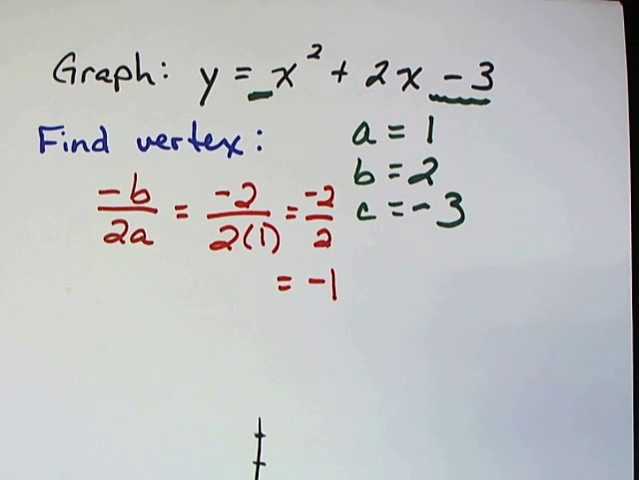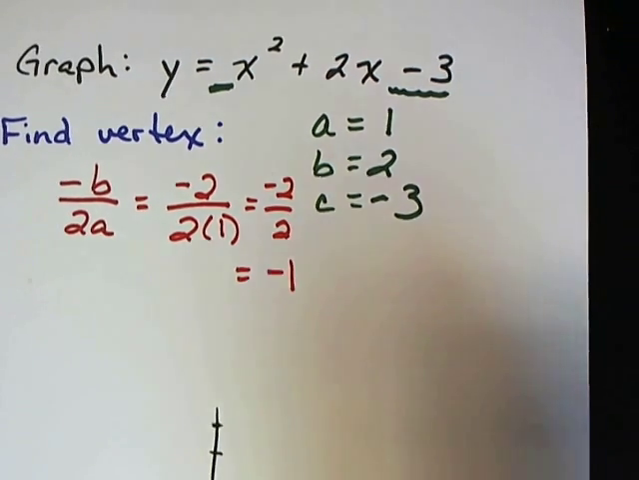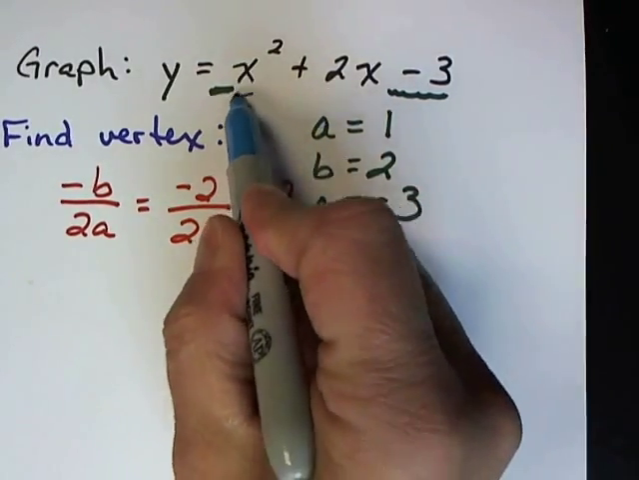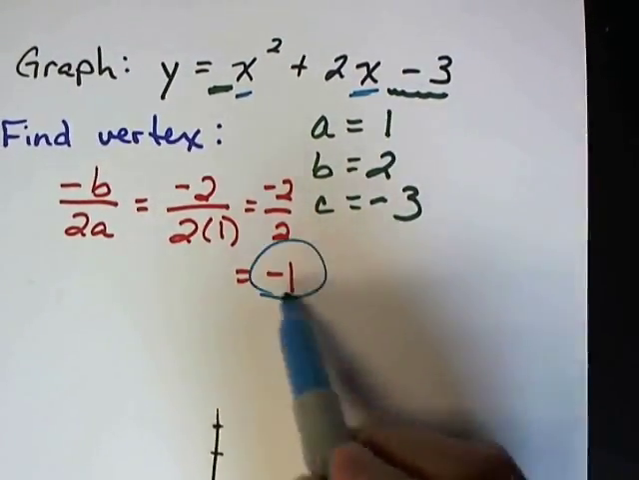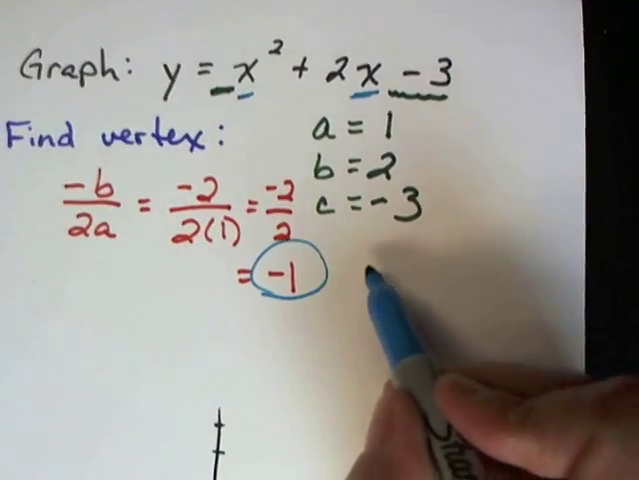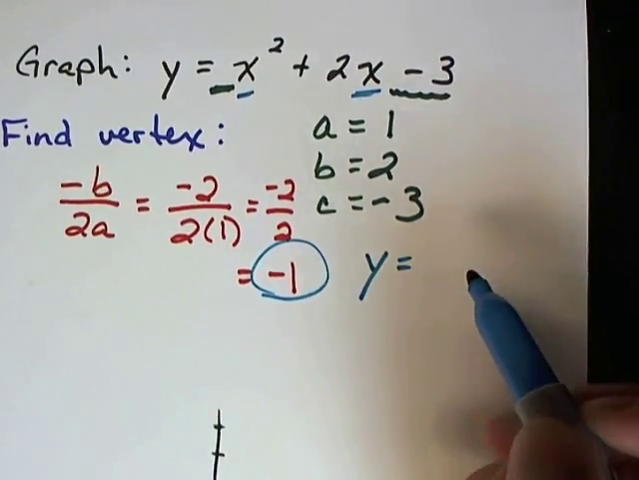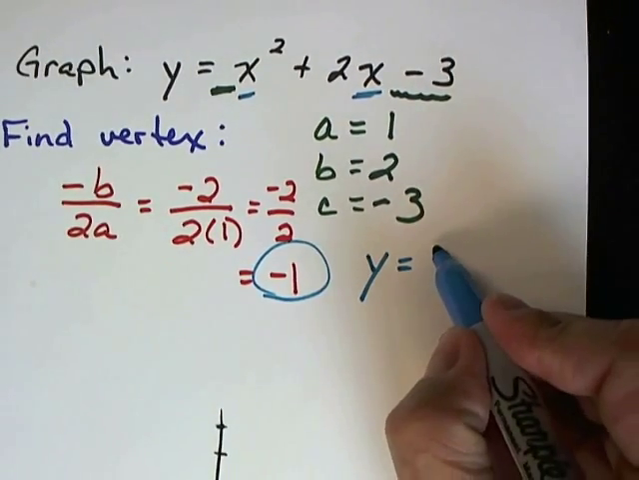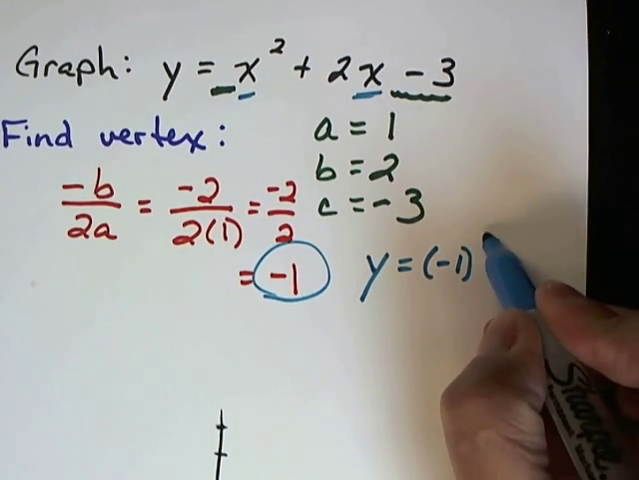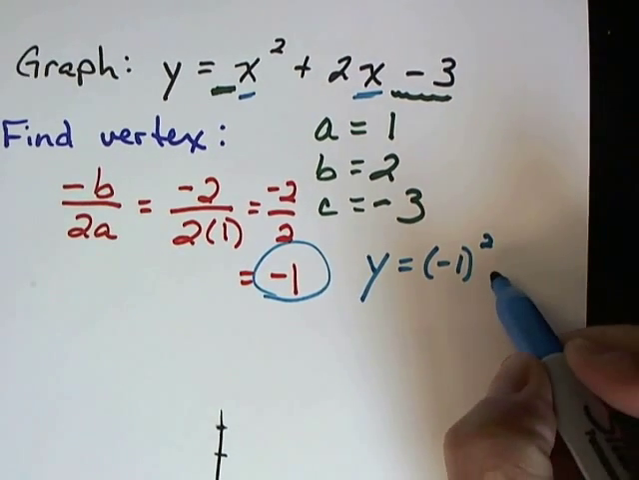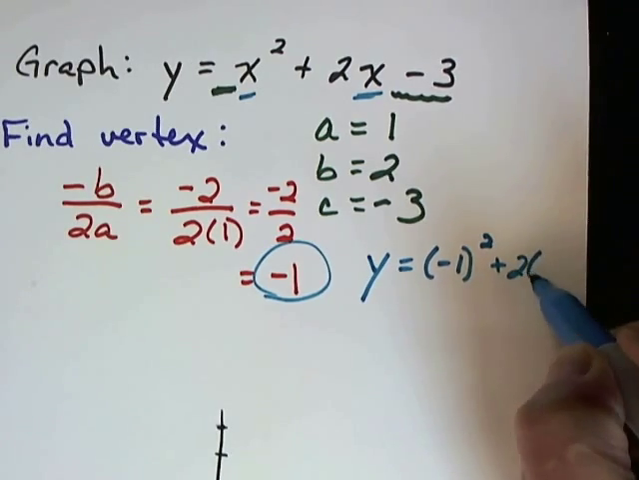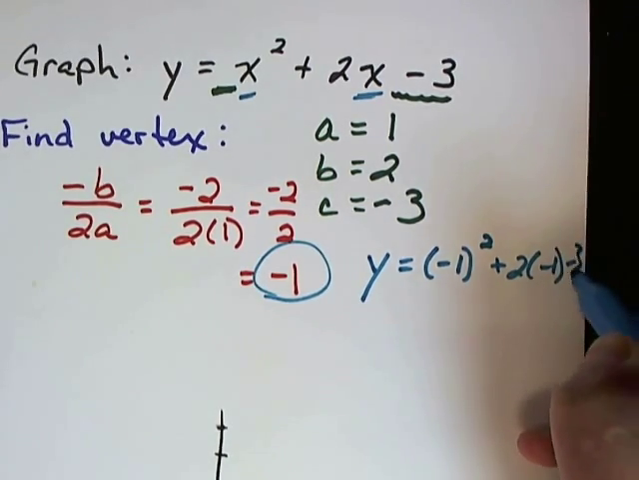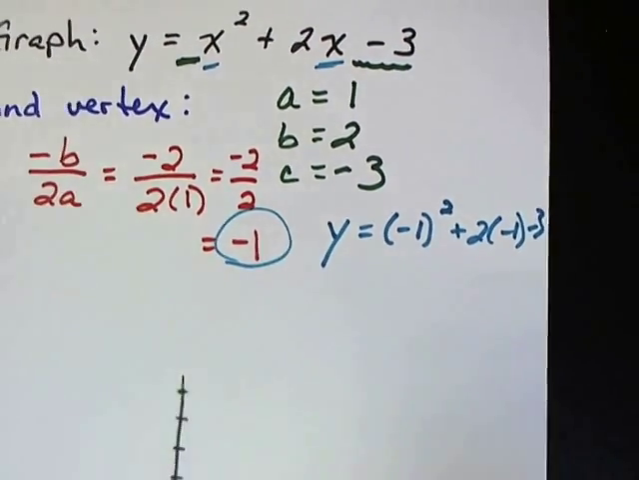Now we have to find the y-coordinate that goes with that. Once again, go back into your original equation and replace all of your x's with the -1. So we have y is equal to, now it's the x that's being squared, so you must have parentheses around that -1 because the negative is being squared also. Then 2 times -1, minus 3.